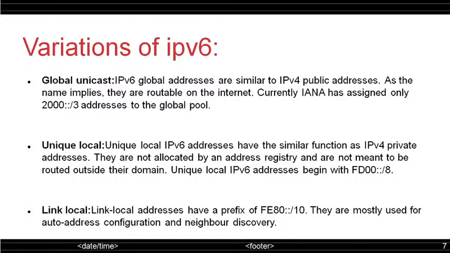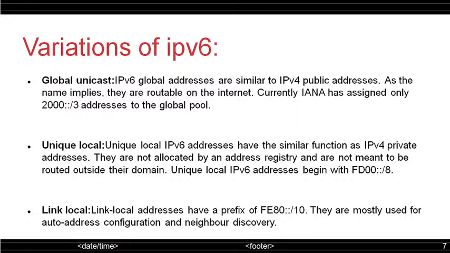It's global or public, almost the same. As the name implies, they are routable on the internet. Currently, IANA has assigned only 2000::/3 addresses to the global pool. So 2000:: addresses are assigned for these global unicast addresses.